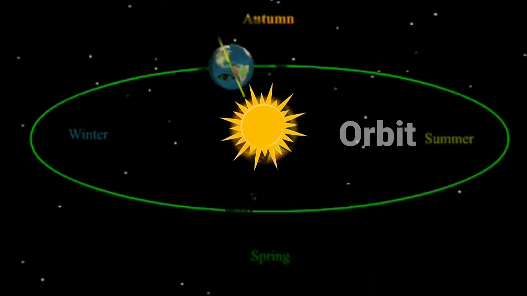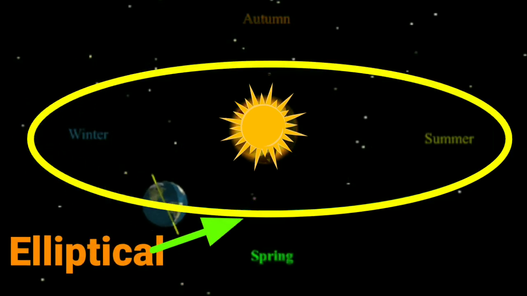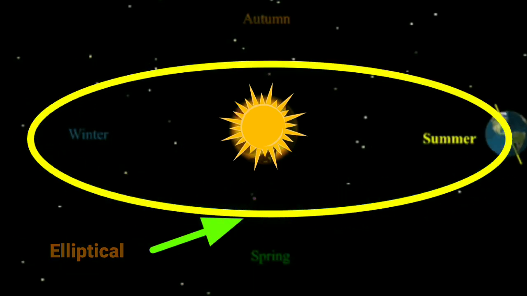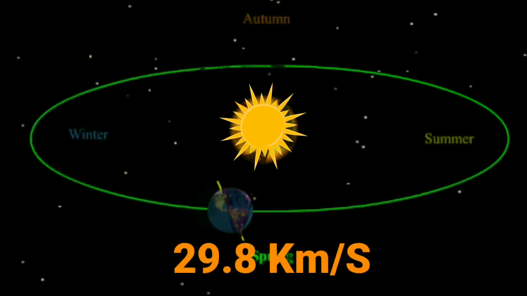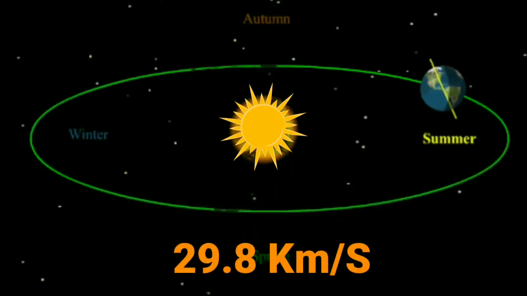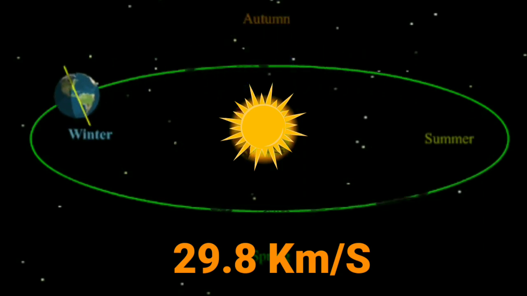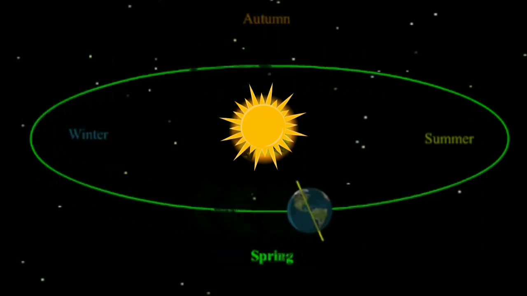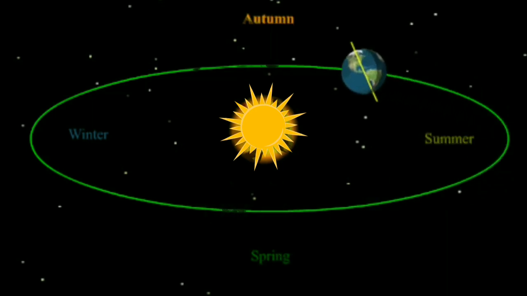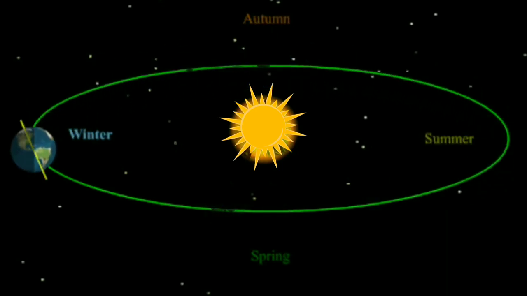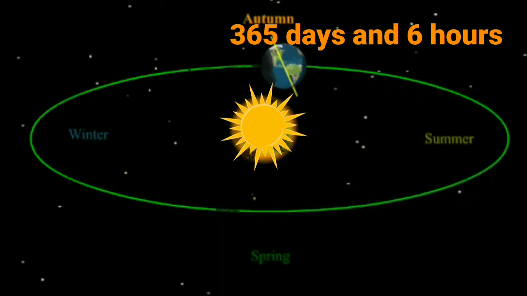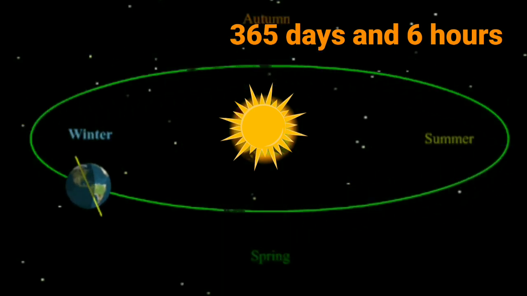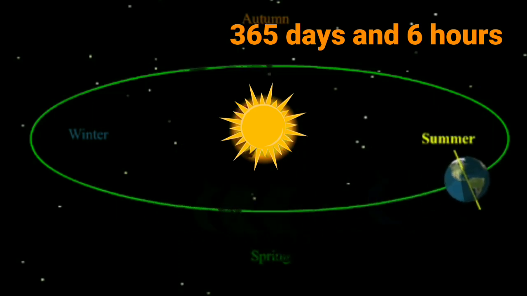This orbit is elliptical in shape, and earth revolves at a speed of 29.8 kilometers per second around the sun and completes its one revolution around the sun in 365 days and 6 hours. Earth takes 365 days and 6 hours to complete its one revolution around the sun.